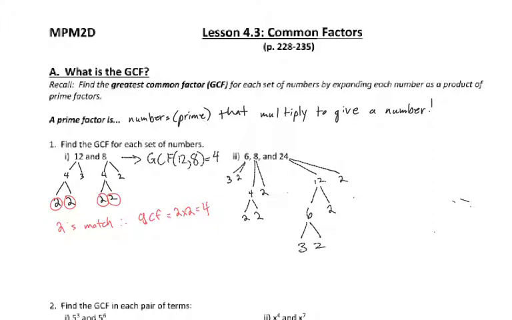And then all we have to do is look for the matching values. In this case, the only matching value for all three numbers is going to be, you guessed it, 2. So now all we have to say is the GCF of these three, 6, 8, and 24, is 2. Now, let's go to our next set of problems.